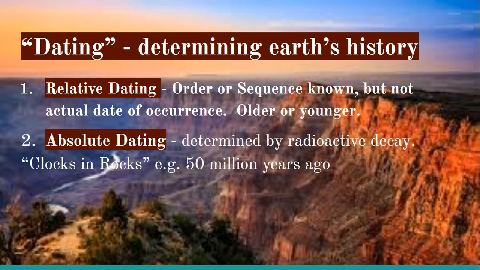And then absolute dating, determining by radioactive decay. They're like clocks and rocks. So it could tell you that something was 50 million years old. And we'll be talking about that tomorrow. But today we're going to be focusing on relative dating.